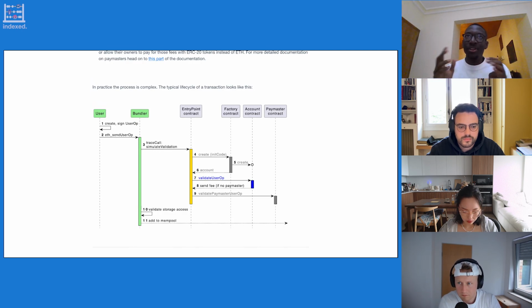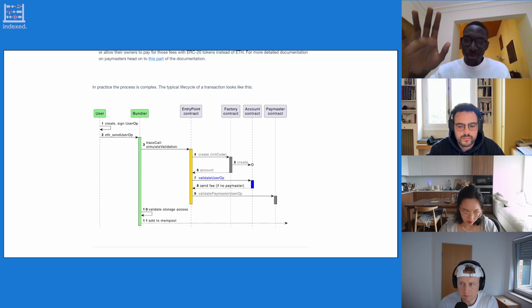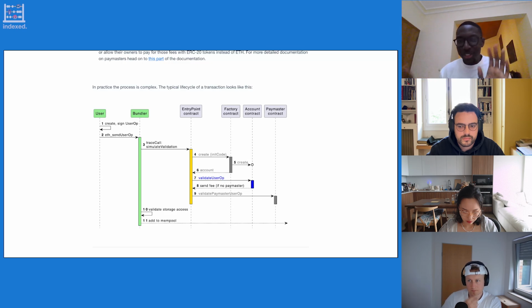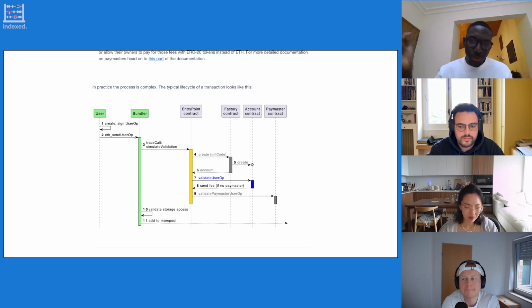Now, in the original standard, there was a big idea that first the user operations would go into a whole new user operation mempool and get picked up by bundlers from there. In reality, that separate mempool doesn't exist yet. It's still on testnet, still being developed. So right now it's all private order flow. You make a user operation, it goes straight to the bundler, and then the bundler executes it with the entry point contract that I mentioned before.